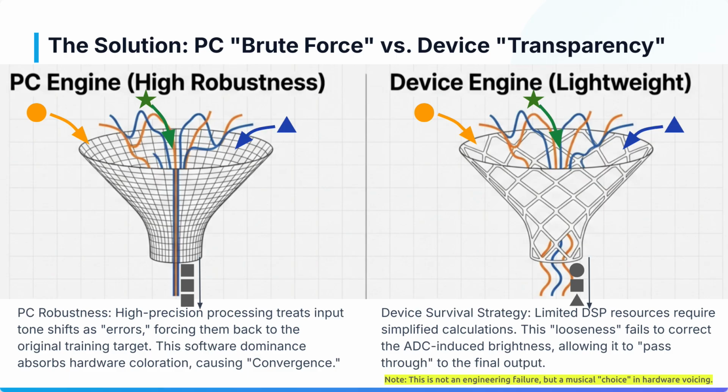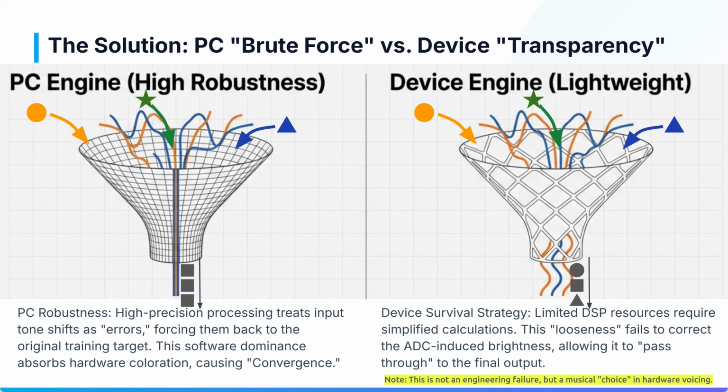The PC processor is so powerful that it forces any input signal to match the idealized profile. It's like a strict school uniform policy. No matter what you wear, the school forces you into the same suit. Individual personality is erased. Full-spec NAM on PC has high robustness. It treats hardware variance as error and corrects it back to the truth. This is why hardware differences disappear in your DAW.